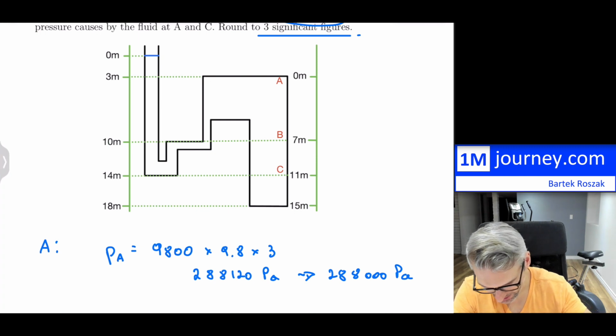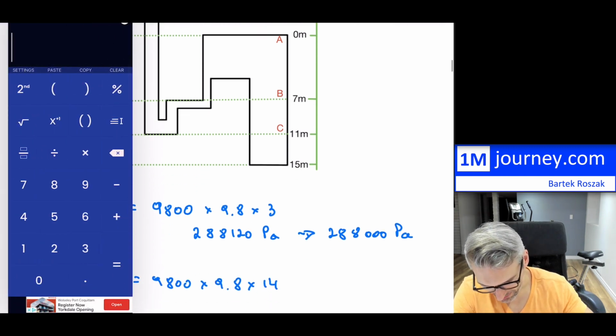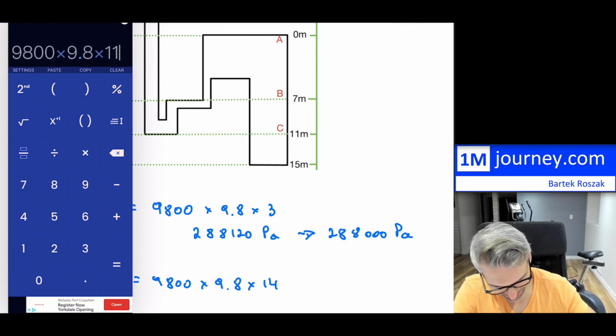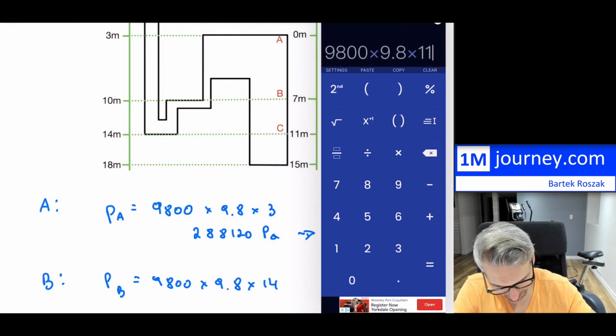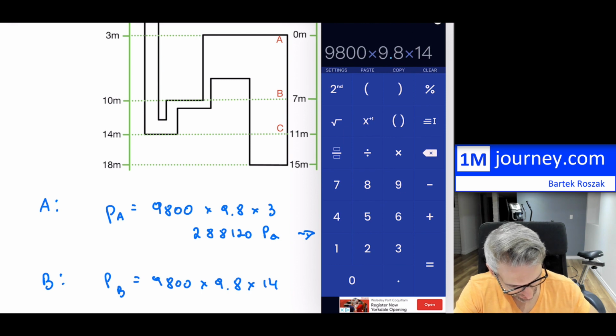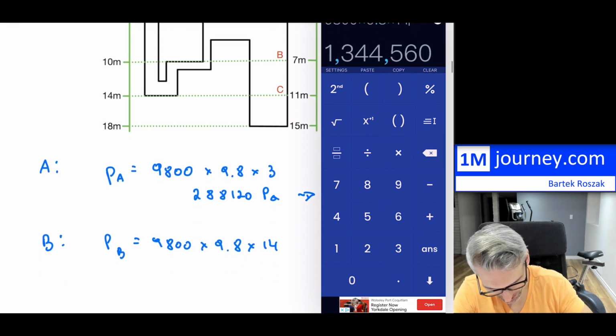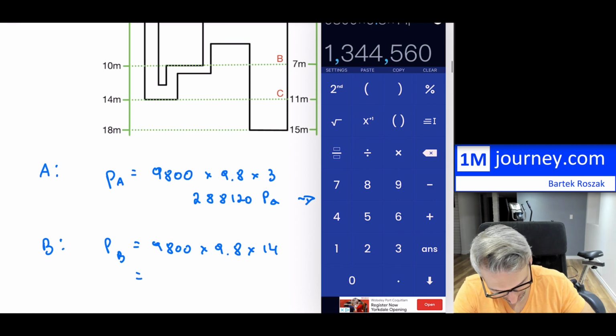So I apologize. At C, we have 9800 times 9.8 times 14, or sorry, times 11. I don't know why I got 14 in there. Oh, it is 14. Notice I'm falling for my own trap. So 11 because I looked over here, and this is 14 from the top. So it's 14. Good that I caught it. I would have led you on the wrong path there. So here, this would have been 1, 3, 4, 4, 5, 6, 0, to 3 sig figs.